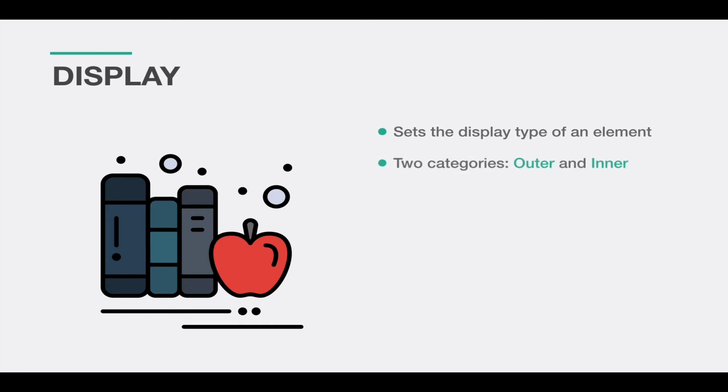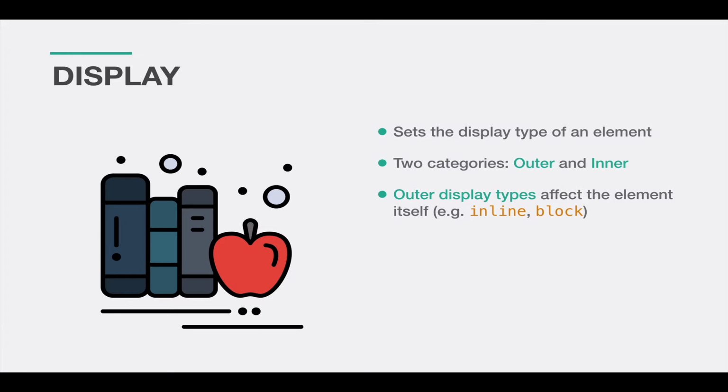Now we're going to talk about the display property. So this is real quick, just one slide. We know that the display type sets how an element is being displayed on the page. Now there are two categories of values being added to the display. There are the outer and the inner. Outer display type and the inner display type.